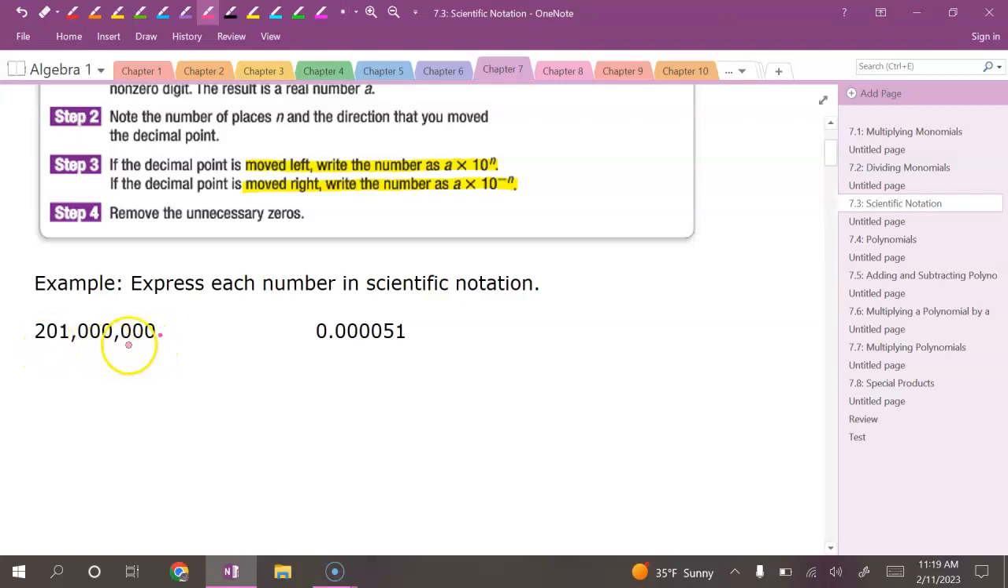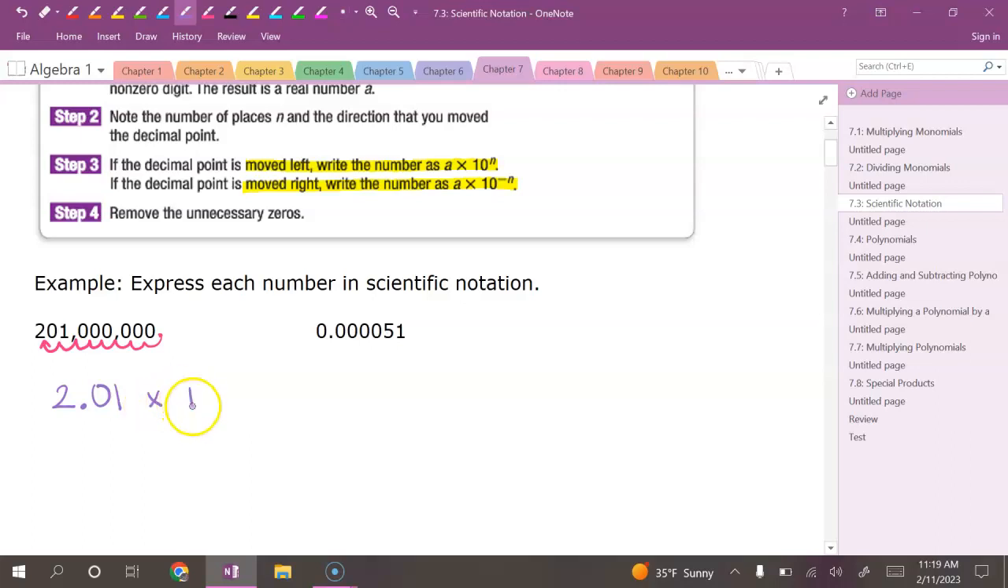So I'm just going to start moving, and what I do to count is I make little loops, or swoops I guess, underneath the digits. So 1, 2, 3, 4, 5, 6, 7, 8. So I had to move it 8 spaces to the left. Okay, so what I'm going to do is rewrite this as 2.01. Now I don't need the rest of those zeros, because that's the reason why we're rewriting this: to take this really large number and make it a little bit more manageable. But now I need to write it out in that scientific notation form.